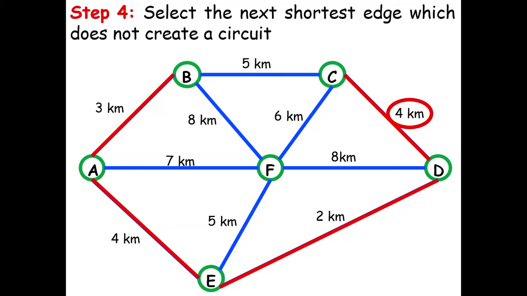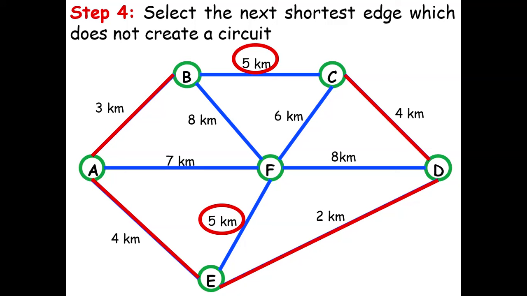And so now I've got 4 arcs in my solution, and I stop when I get to 5. So at the moment I've only got 4, so I need to keep going. I need to get 1 more, so 1 more step through. So now I'm going to look at the shortest edges, and there are 2 possible ones there. One is between B and C at 5 kilometers, and the other is between E and F at 5 kilometers.